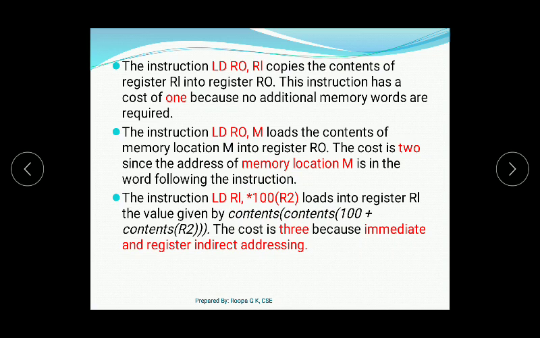So the meaning is given over here. That means load into register R1 the contents of 100 plus the contents of R2. Don't get confused now or worry about this. We'll discuss different types of addressing in module 1.